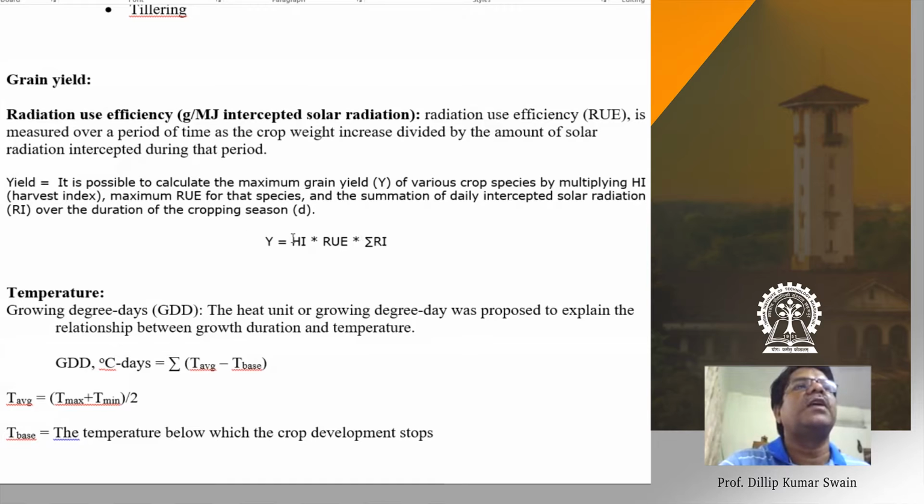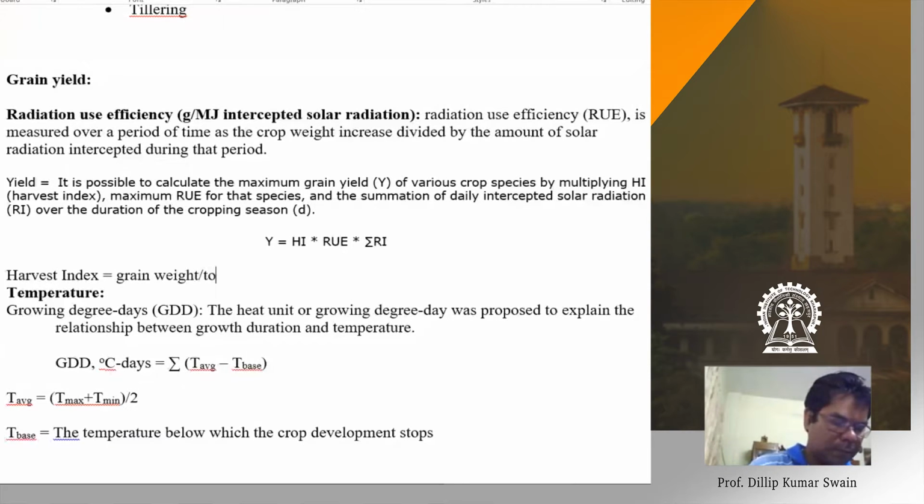And with biomass, you multiply the harvest index. Harvest index is the grain weight divided by the total biomass. This is the harvest index, meaning the grain weight by total biomass. So you multiply the harvest index and the total biomass. Radiation use efficiency into radiation interception gives total biomass, then you can get the yield.